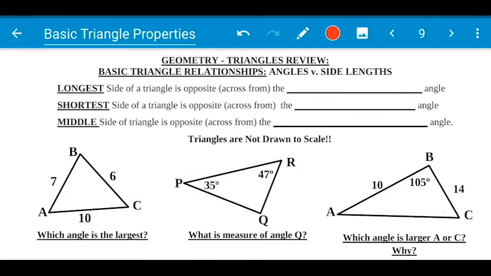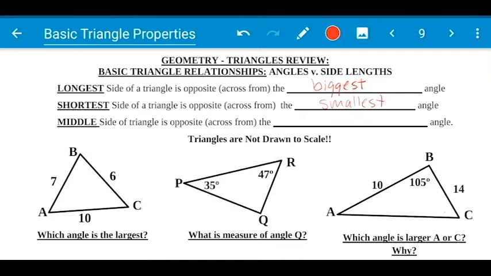Hey everyone, today we're going to talk about a couple of basic relationships between triangles, the angles versus the side lengths. So when we have a triangle, we know that the largest side of our triangle is going to be opposite from the largest angle, or the biggest angle. We also know the opposite. So the shortest side of our triangle is going to be opposite from the smallest angle, or the smallest degree of our angle.